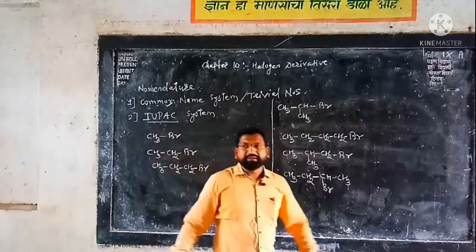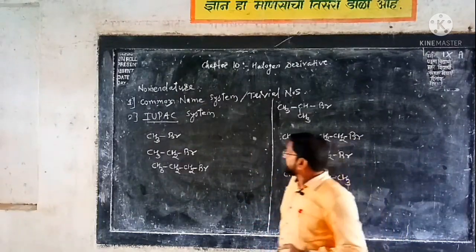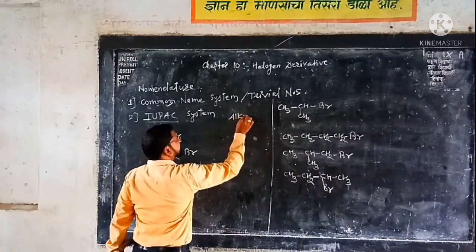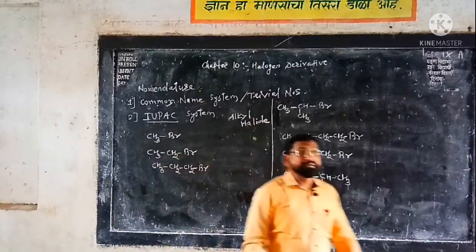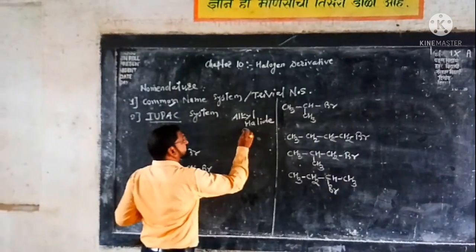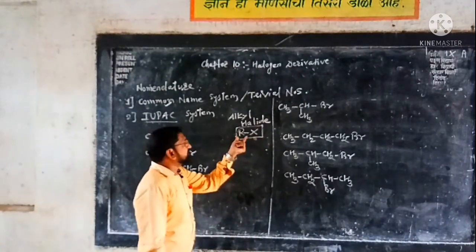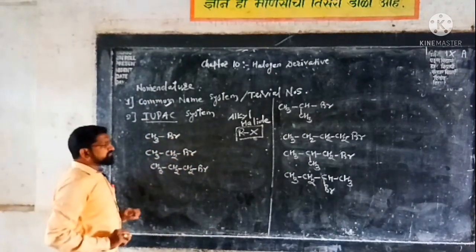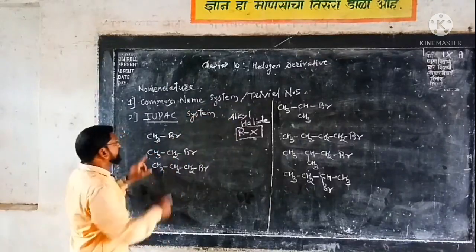Otherwise it will happen that you know the IUPAC name but you don't know the common name. So the common name of a halogen derivative of an alkane is simply written as alkyl halide. I am discussing nomenclature in detail here. Listen carefully to what I am saying. Alkyl halide is represented by RX, where R is the alkyl group and X is the halogen. Now what is the common name of a halogen derivative? Alkyl halide.